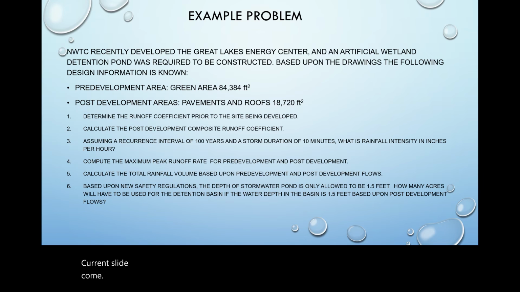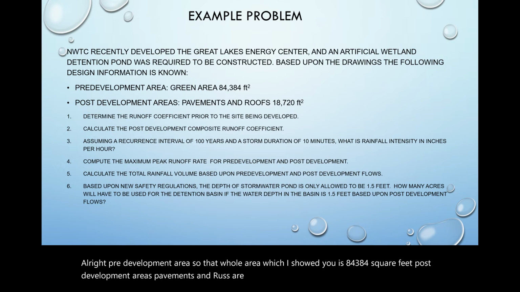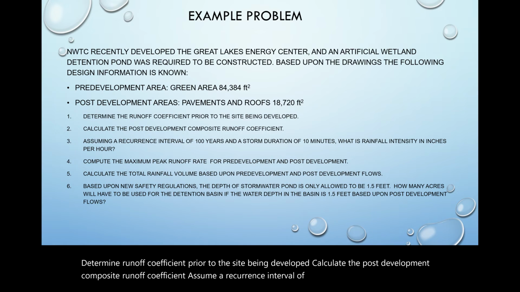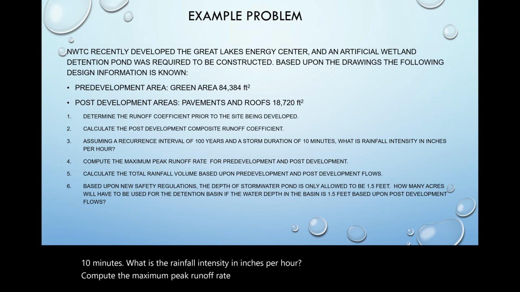All right, pre-development area. So that whole area which I showed you is 84,384 square feet. Post-development areas, pavements and roofs, are 18,720 square feet. Determine the runoff coefficient prior to the site being developed. Calculate the post-development composite runoff coefficient. Assume a recurrence interval of 100 years and a storm duration of 10 minutes. What is the rainfall intensity in inches per hour? Compute the maximum peak runoff rate for pre-development and post-development.